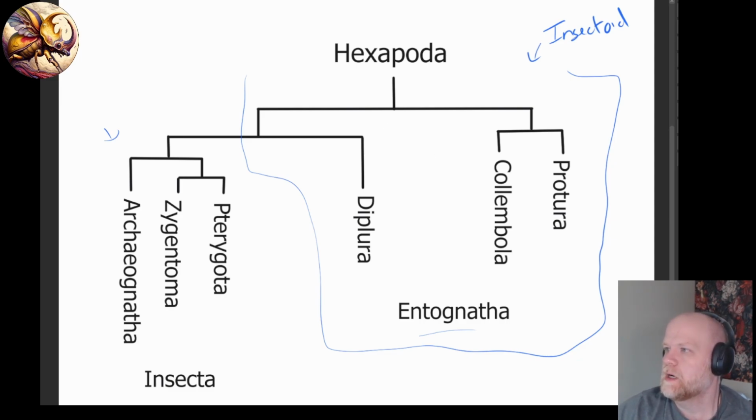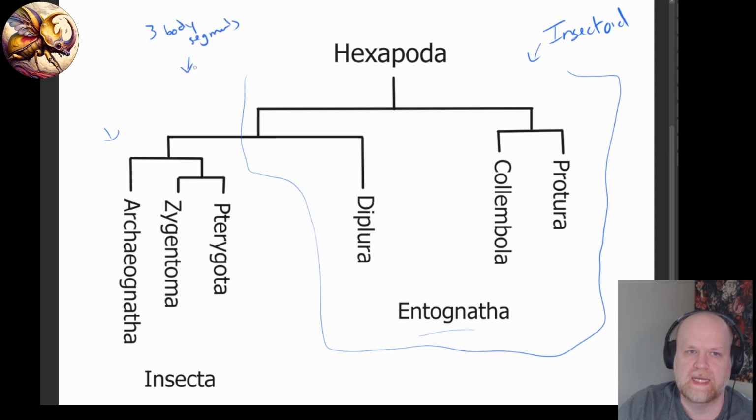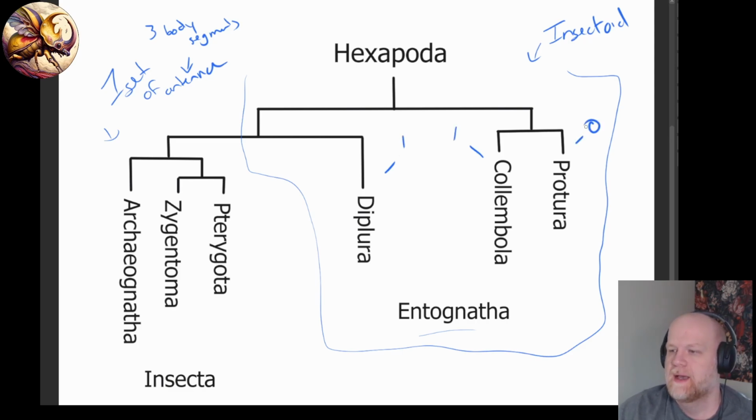But in general, when we talk about the insects, what we mean is that these are invertebrates with 3 body segments, head, thorax, and abdomen. And they have jointed legs, just like all of the other arthropods. They have 1 set of antennae, which these guys have, and these guys have. So these have 1 set, these have 1 set, but these have 0 antennae. And they also generally have 2 compound eyes, which, again, these have eyes, but these don't have eyes.